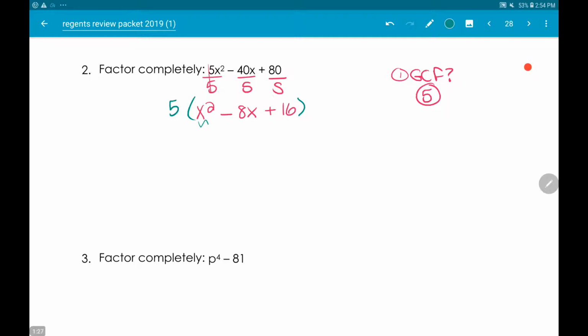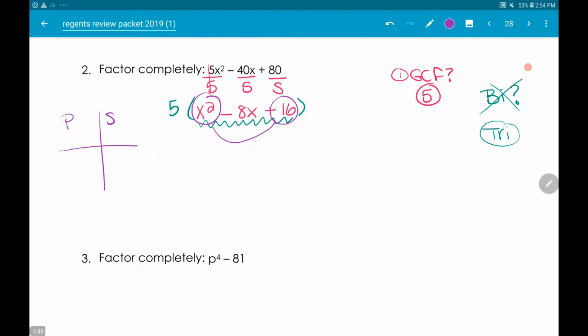Now I still need to continue to factor the middle, and I need to ask myself, is it a binomial? Can I do DOPS? No. So then it is a trinomial, so that means I must go ahead and do my product sum. My product is 16x squared. My sum needs to be 8x. So I think of 4x and 4x. That will get me 8, but it needs to be a negative 8. So it needs to be negative 4x.